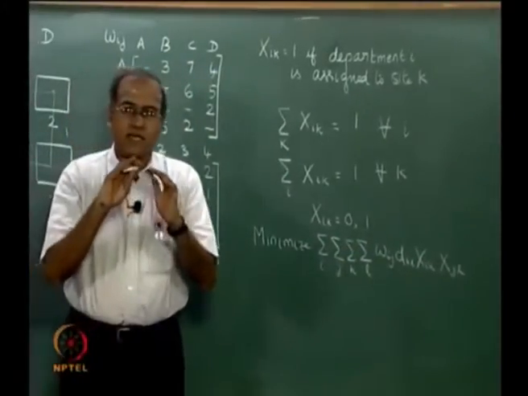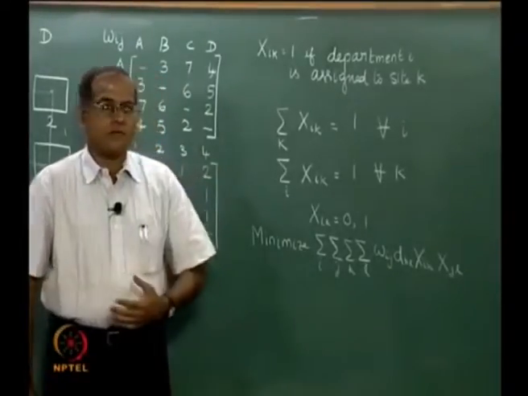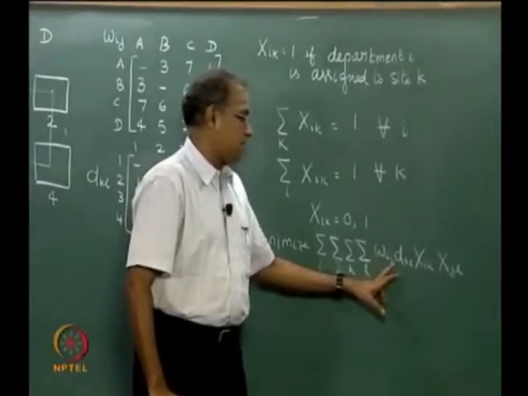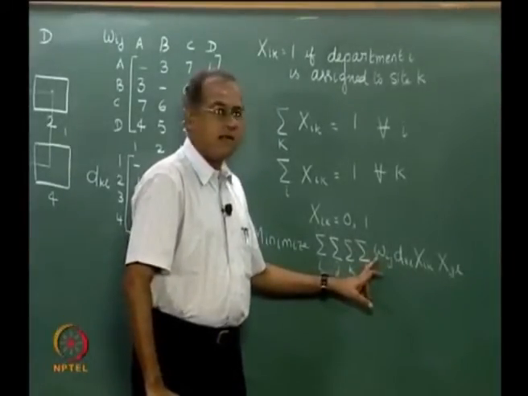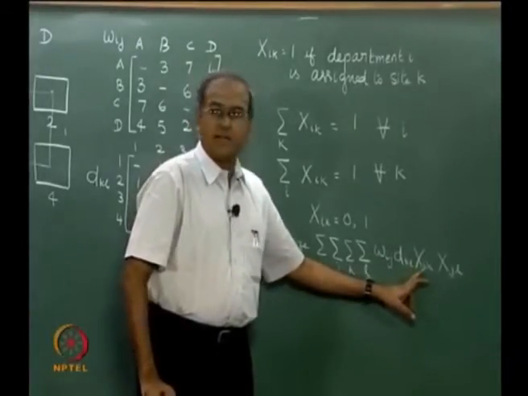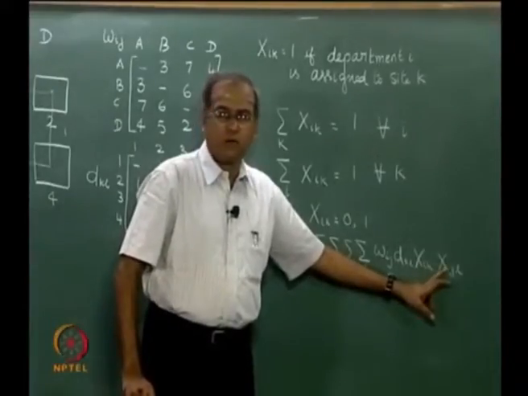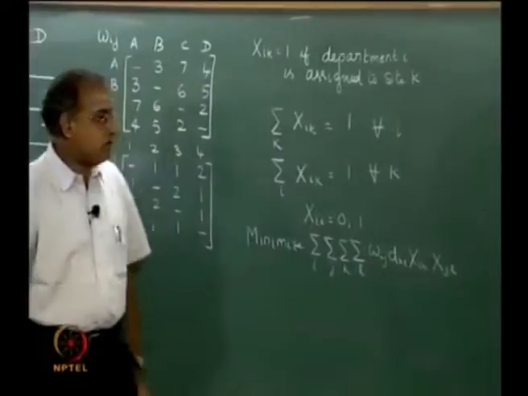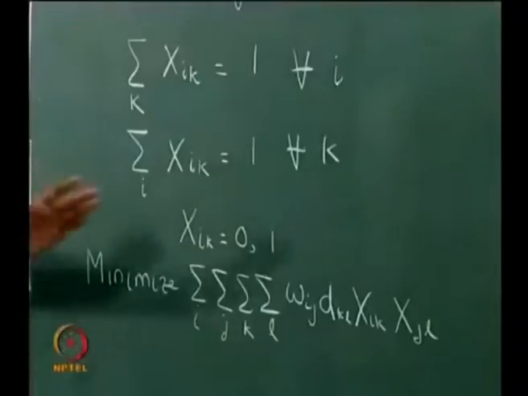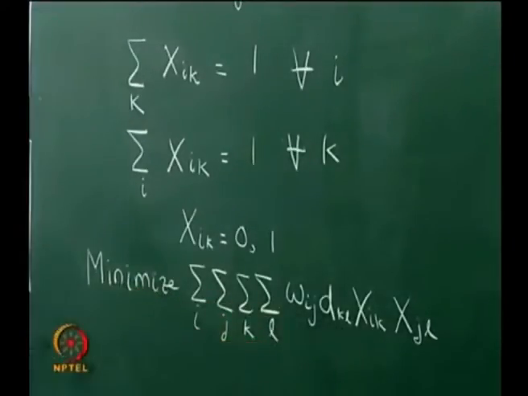Therefore, the material travel, which is the product of the w's and the d's, will become Wij, which is the material movement from i to j. This much material travels a distance k to l if facility i goes to site k and facility j goes to site l. So, we have this objective function which has 4 summation terms over i, j, k and l.